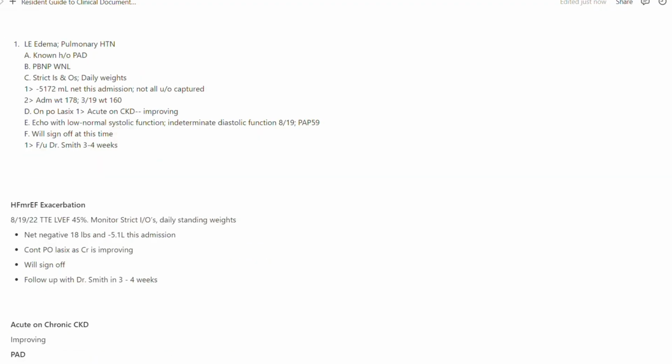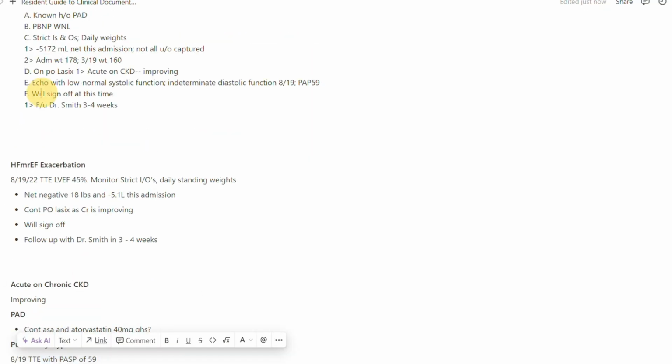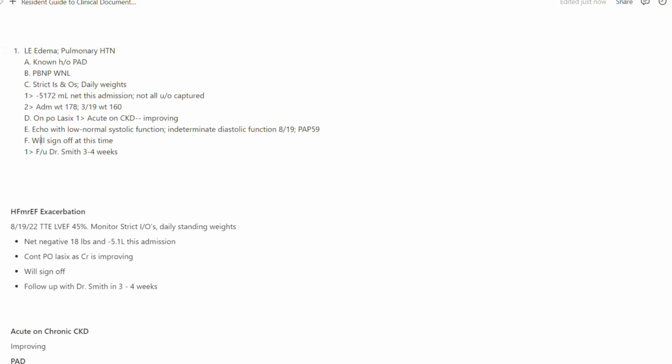I moved the pulmonary hypertension down here, and put the pulmonary artery systolic pressure down here with the date of the echo as well. So this is kind of their plan. We're finally getting to the plan. We'll sign off, follow up with Dr. Smith in 3 to 4 weeks.